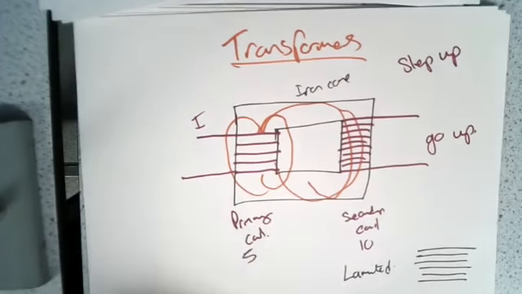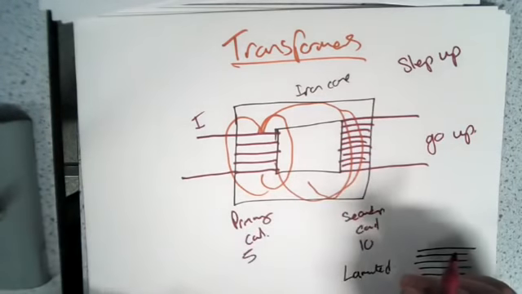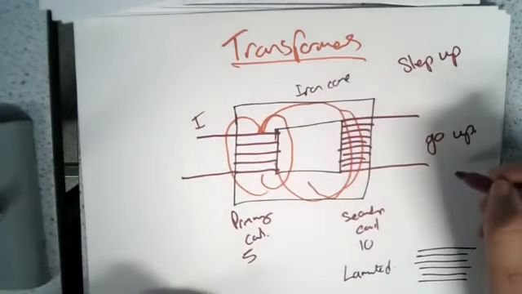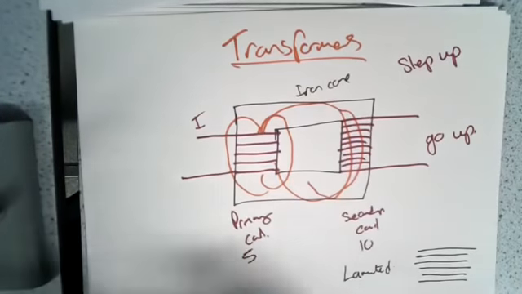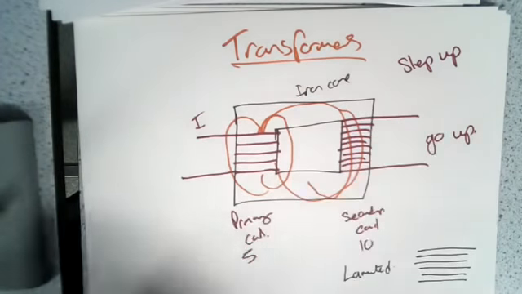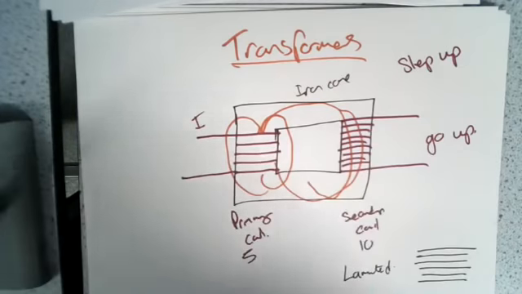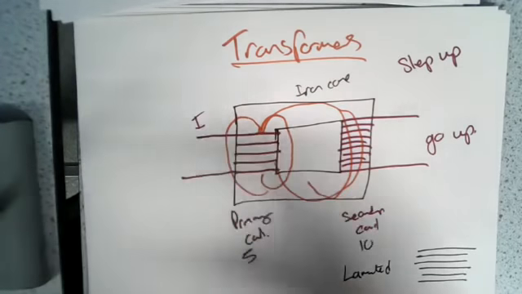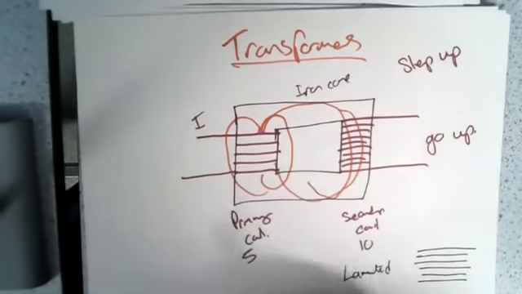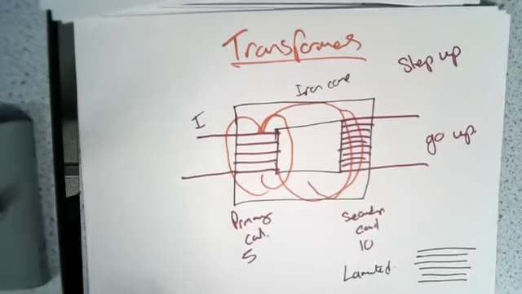Okay, so a step-up transformer increases the current. Okay, the current goes up. All right, so the opposite would be a step-down transformer, which would mean that the current would go down. Okay, all right, sorry, the potential difference goes up, the current goes down. Okay, so that's the last little thing I'm going to do there about transformers.